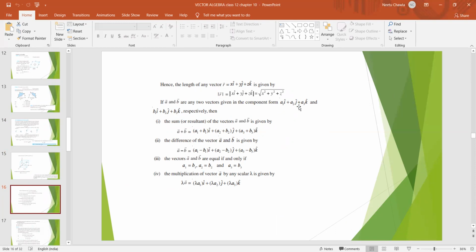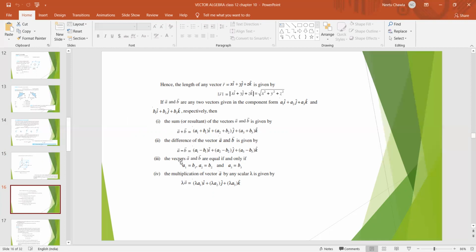Now, if two vectors are given by a1i plus a2j plus a3k and b1i plus b2j plus b3k, we can add those vectors. Like we were adding x and x, y and y, z and z, similarly here we'll be adding i with i, j with j and k with k. Same for the subtraction also: a1 plus b1, here a1 minus b1; a2 plus b2, a2 minus b2; and a3 plus b3, a3 minus b3. i, j, and k remain the same.